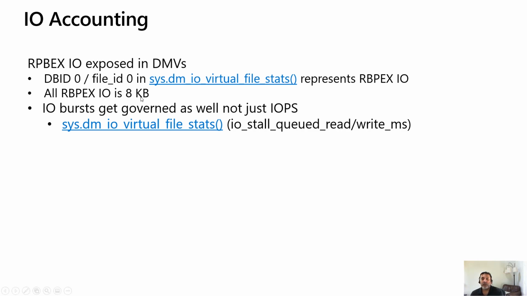All the IO is 8 KB, so the number of IOPS on RBPX could be more than if you were doing a read-ahead. Note that there will be some governance, or there can be some governance, even on the local SSD.